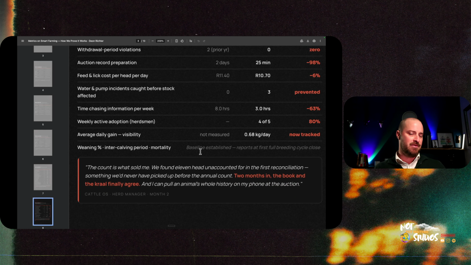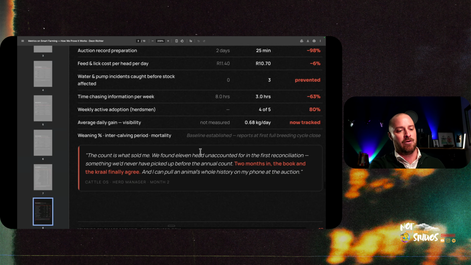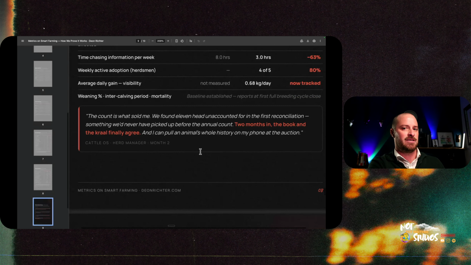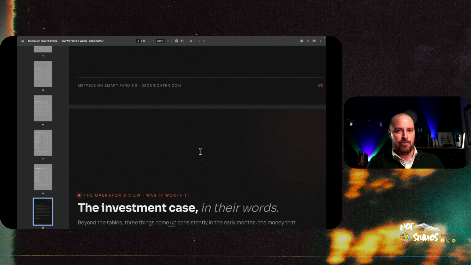And this is something, once again, a testimony from a client of ours that says, the count is what sold me. We found 11 head unaccounted for in the first reconciliation, something we'd never have picked up before the annual count. 2 months in, the book and the kraal finally agree, and I can pull an animal's whole history on my phone at the auction. So that was something that we asked them, what stood out for you with your experience on the MVP, and that's actually what stood out.